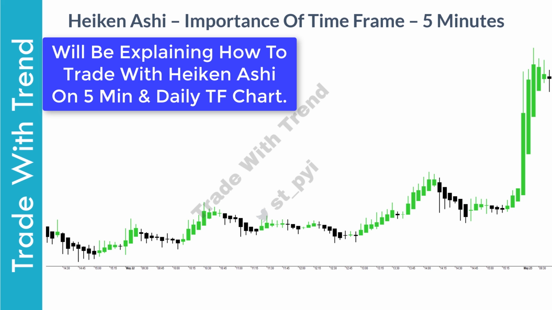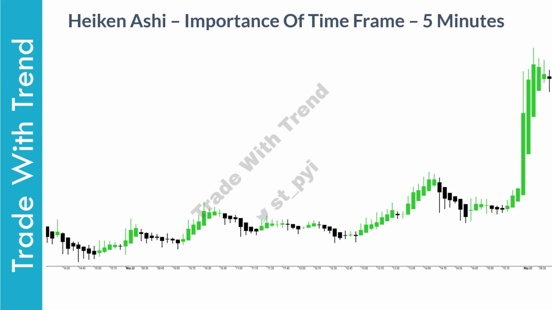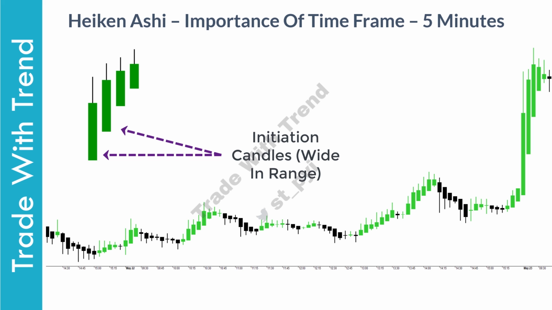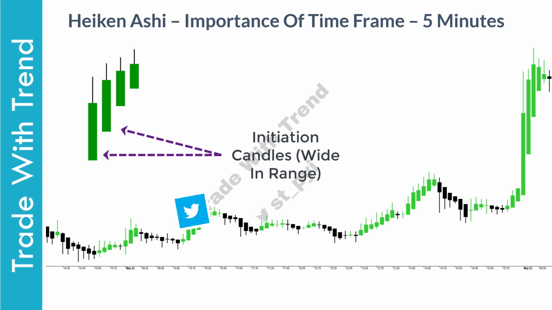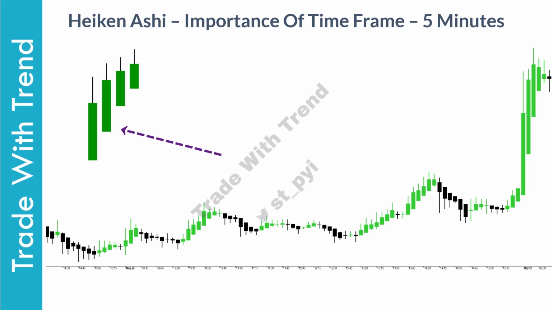Now, before we move to the section of trend analysis, let me just take 10 seconds to explain what initiation candles and continuation candles are. This is for those who missed the previous video. Initiation candles are those that lead to trend change in price, and continuation candles are those that move price in the direction of trend. Initiation candles are wide range candles, whereas continuation candles are smaller in range. Links to both the videos will be given at the end of this video.